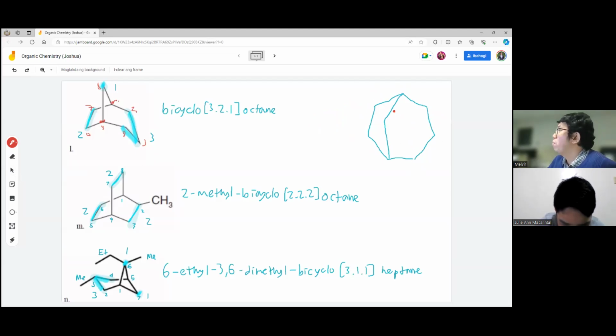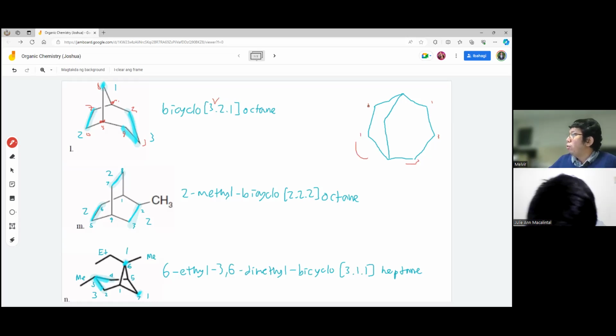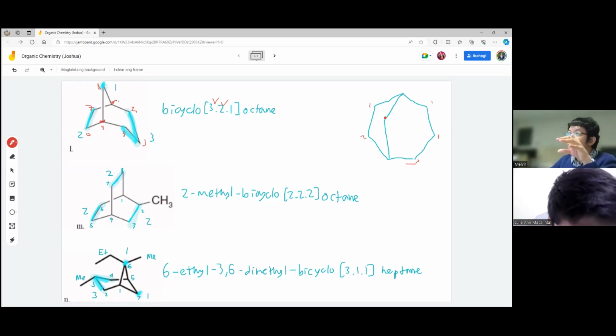Okay. So because we can clearly see here the bigger ring, no? So 1, 2, 3. Correct. So 3 ito. Then the smaller ring, 1, 2. Sorry, 1, 2. Okay. So ito yon. And then, how many carbon atoms are between the bridgehead atoms? So, isa lang naman. So, 3, 2, 1.